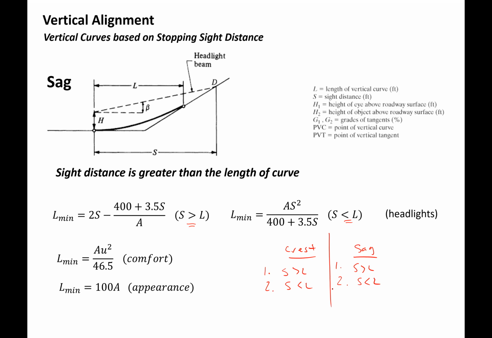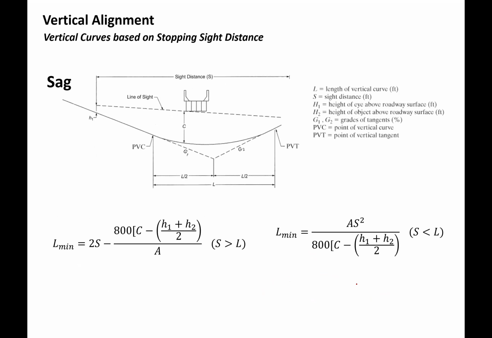So it's always better or quicker to check the case where the stopping sight distance is less than L. It's more often than not that case. So we would check this first. If it meets that criteria, then we're good. If not, we'd just go back and use equation 1 and compute that out. Like I said, if it doesn't meet one of them, it's going to meet the other. For the sag curves, we also have to check the comfort and appearance, but we don't have to check comfort and appearance for crest curves.